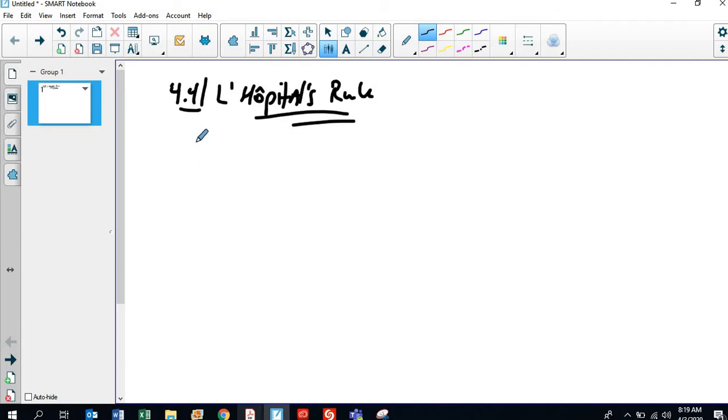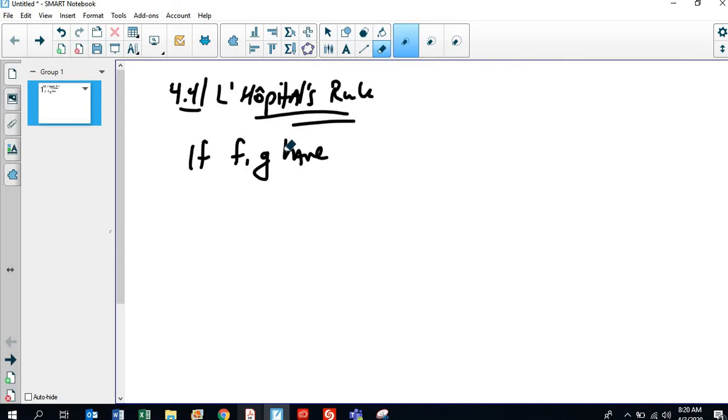All right, and as I mentioned, I'm going to focus on the proof of L'Hopital's rule. L'Hopital's rule, stated, says basically that if f and g, I'm going to try to summarize this a little bit better. I don't want to write it word for word out of the book.